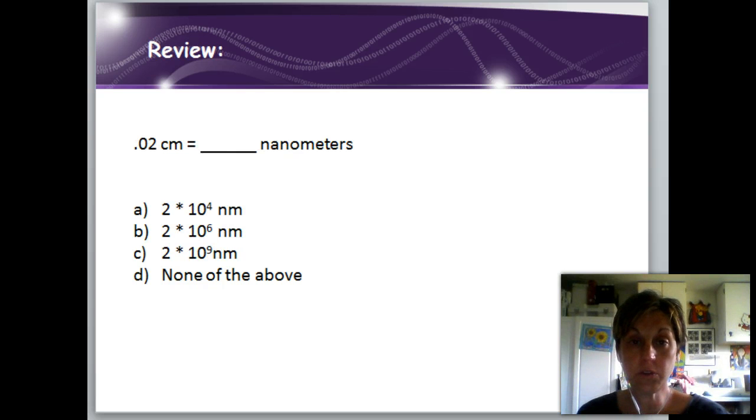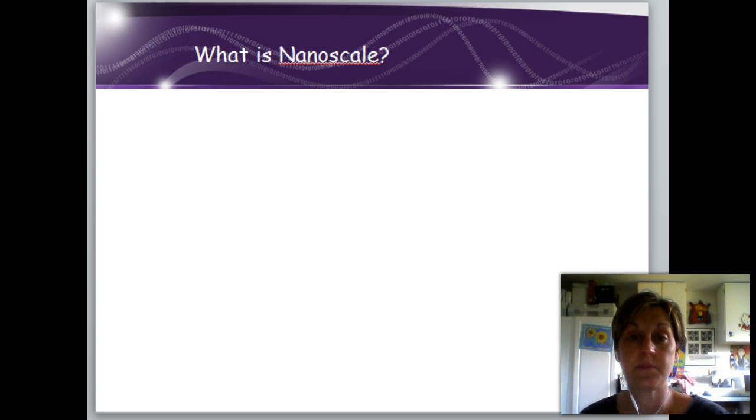If we have 0.02 centimeters, how many nanometers is that? The correct answer would be 200,000. So D, none of the above. There are 10 million nanometers in 1 centimeter. So you would take that times your centimeters, and you would get 2 times 10 to the 5th power, which is not one of our answers. So it would be D, none of the above.